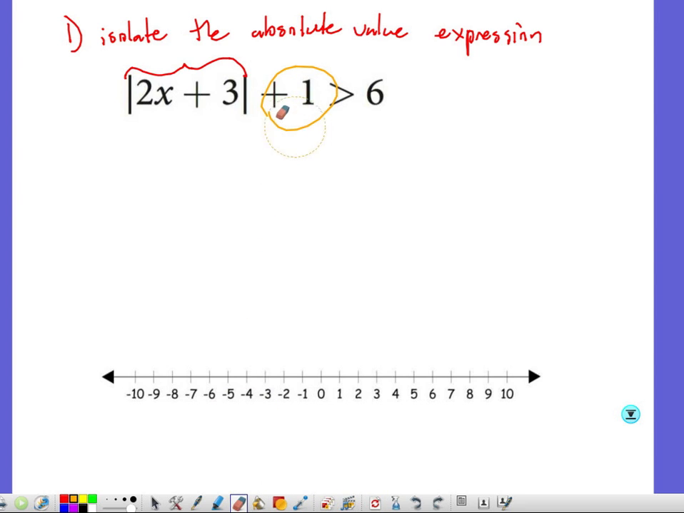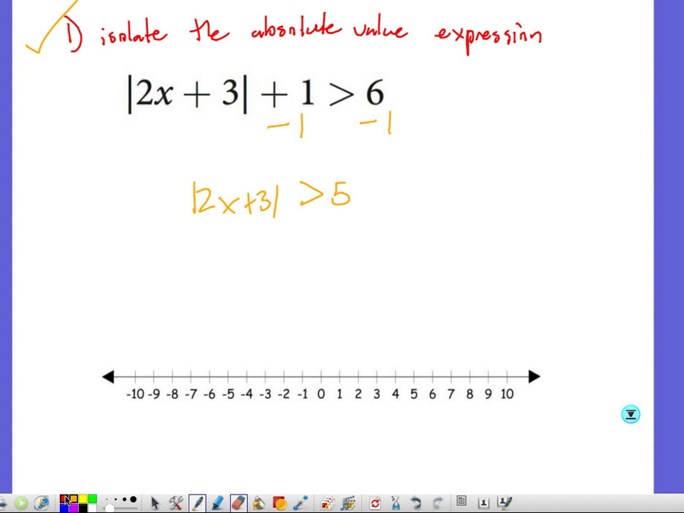So this is the same step as solving an equation. We need to go ahead and subtract 1. Now we have the absolute value of 2x plus 3 is greater than 6 minus 1, which is 5. Step 1 is complete. Now we have the absolute value isolated.